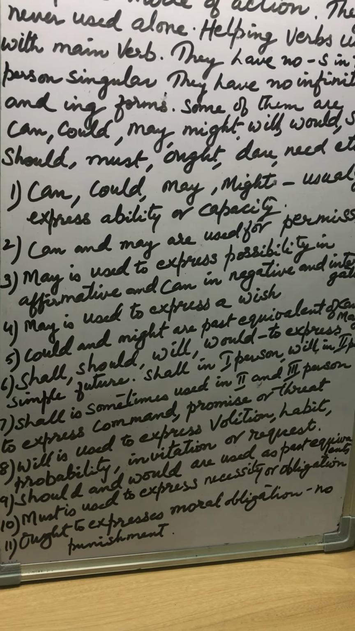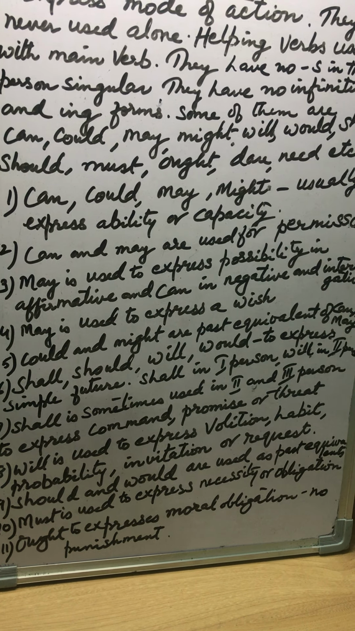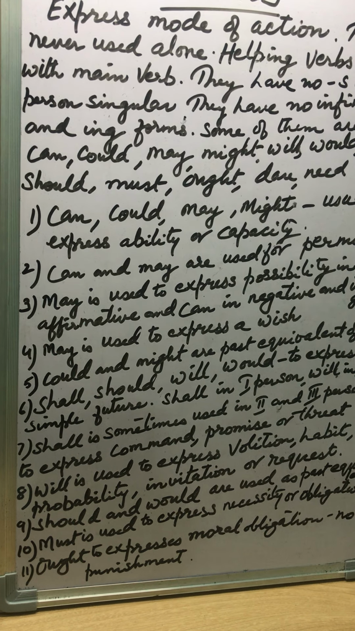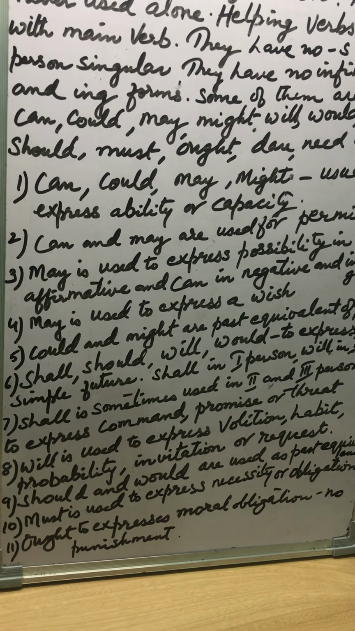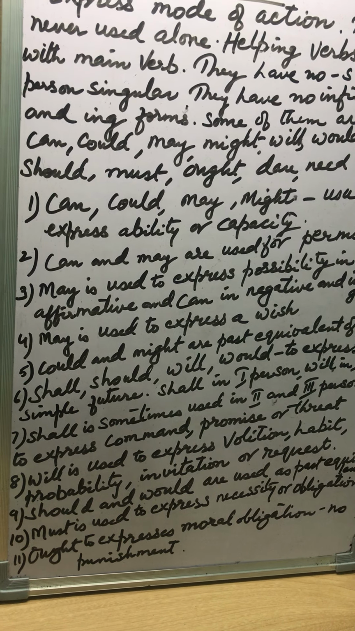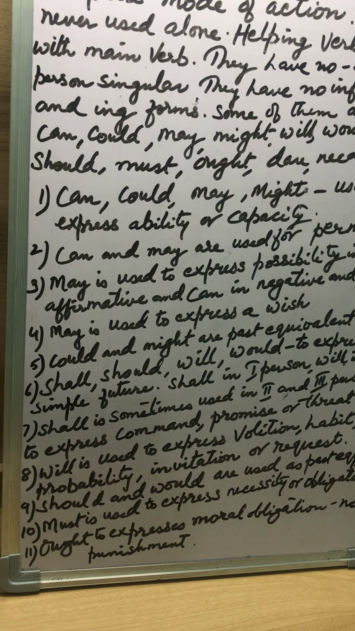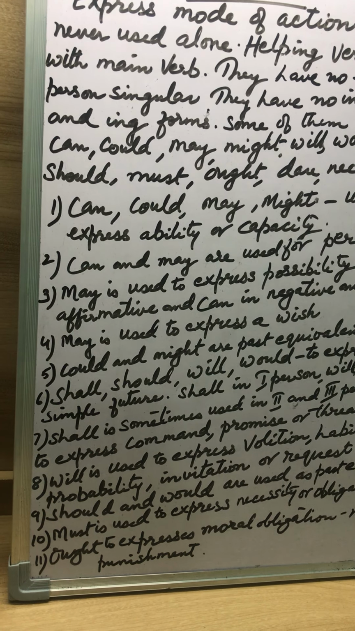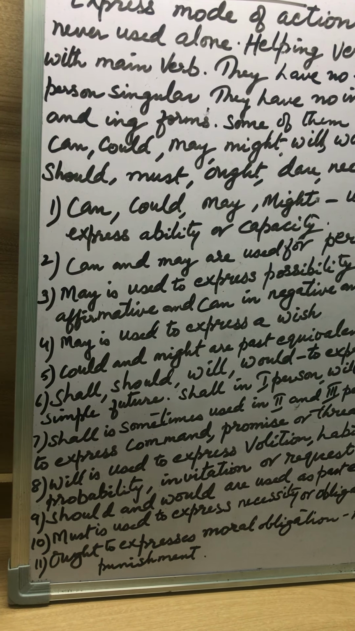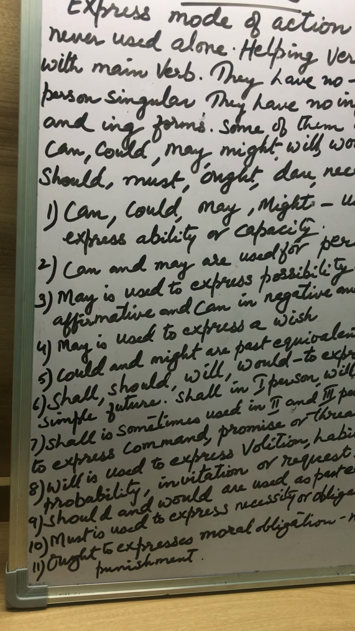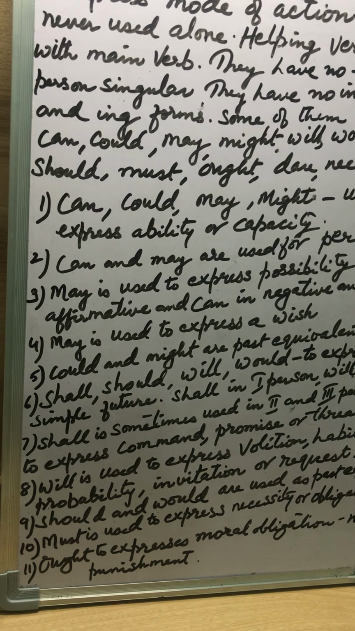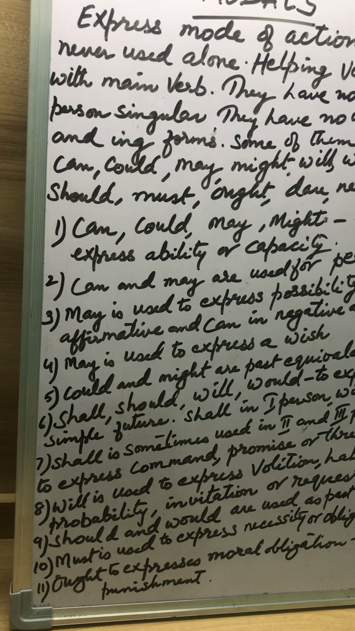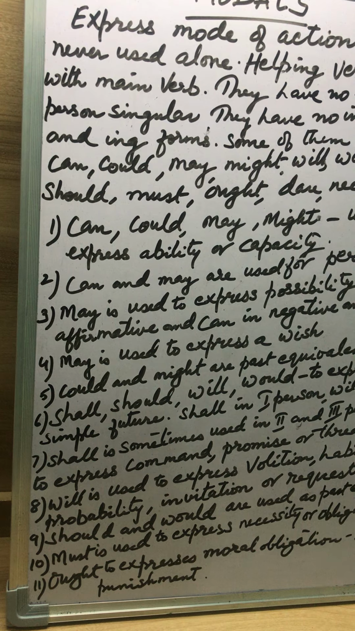Ought to expresses moral obligation. As for example, we ought to love our neighbors. We ought to help the poor. But there is no punishment behind it. If you do not help, then there is no law which can punish you. So, it is a type of moral obligation, and it also expresses probability.